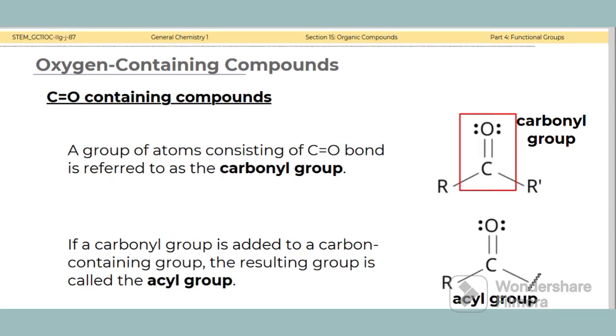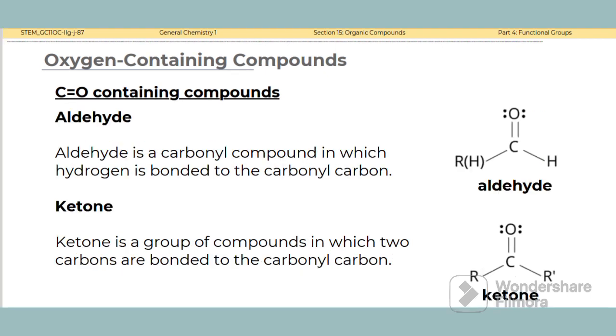Compounds with a carbon-oxygen double bond. A group of atoms consisting of a carbon-oxygen double bond is referred to as the carbonyl group. If a carbonyl group is added to a carbon-containing group, the resulting group is called the alkyl or acyl group.